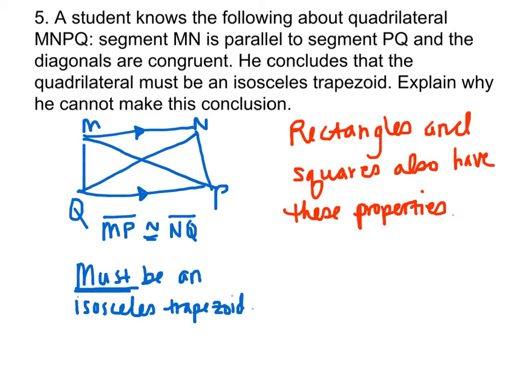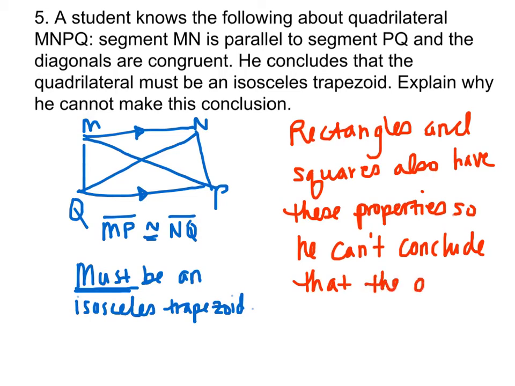So it's very important that you recognize, just because you have some qualities in your quadrilateral doesn't necessarily mean that there's only one option. Sometimes there are multiple in this case. Okay? So rectangles and squares also have these properties. So he can't conclude that the only option is an isosceles trapezoid.